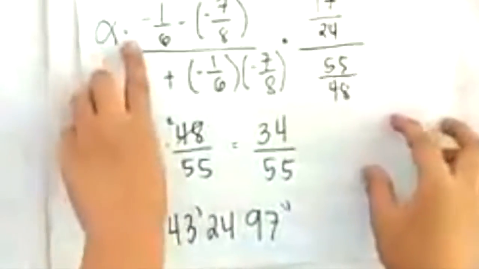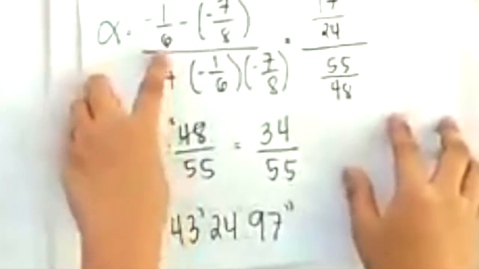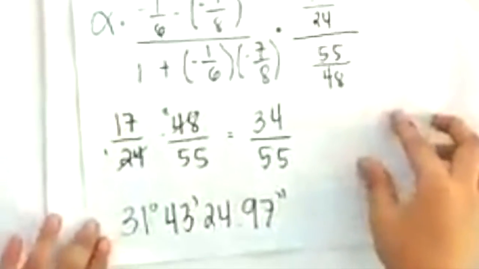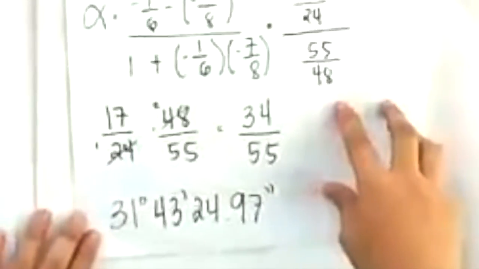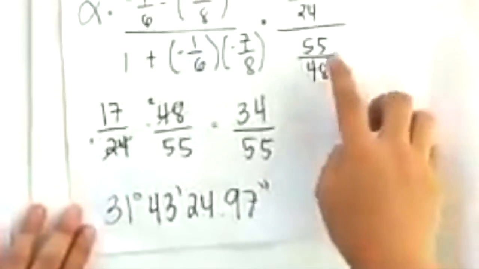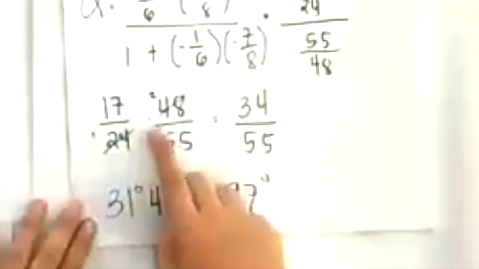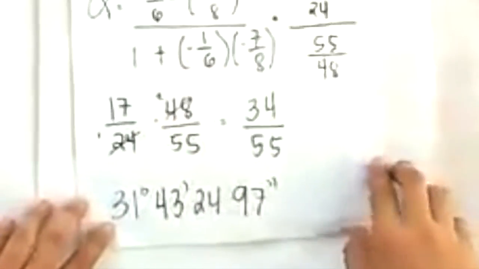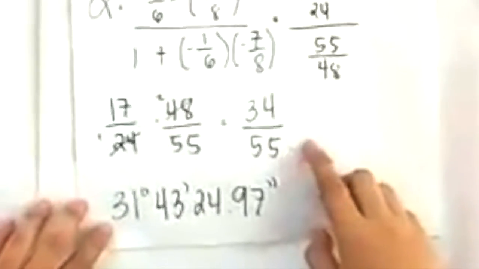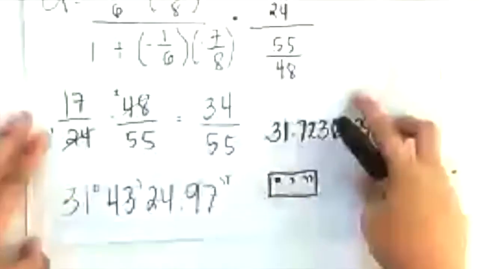Negative 1 over 6 minus negative 7 over 8 over 1 plus negative 1 over 6 times negative 7 over 8. And the answer is 17 over 24 divided by 55 over 48. In getting the final answer, you should get the reciprocal of the denominator, then solve.